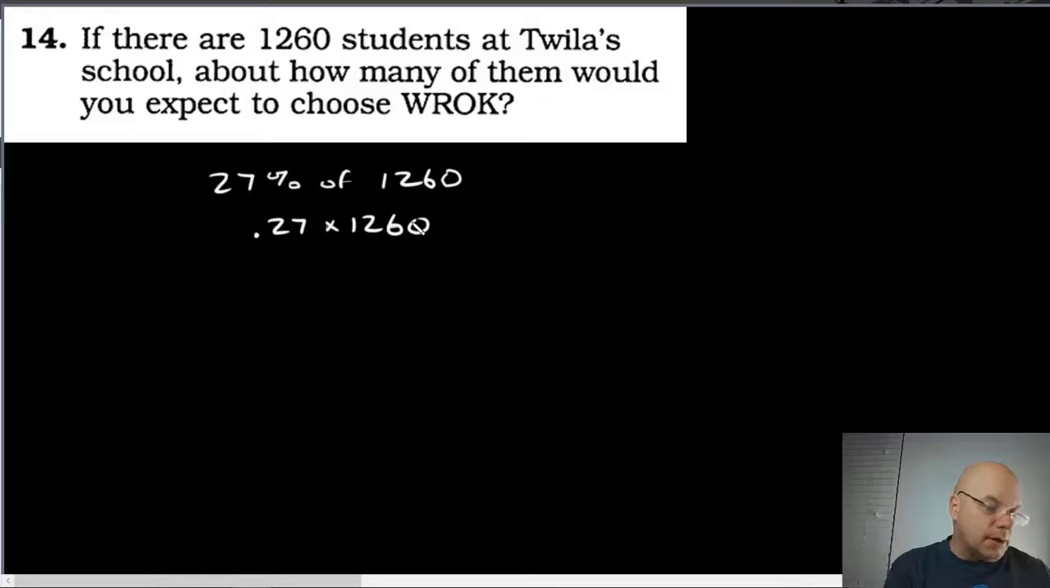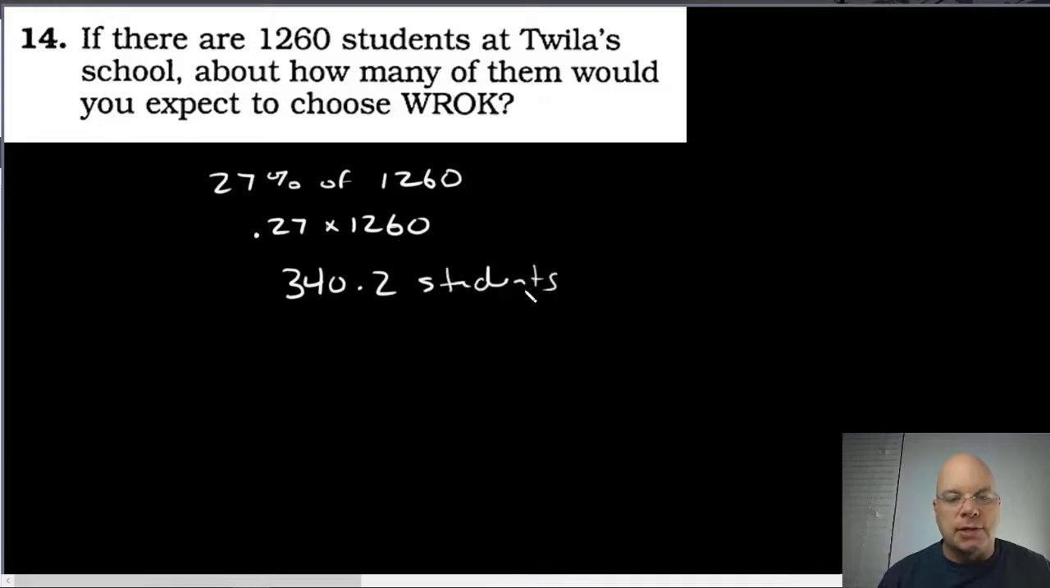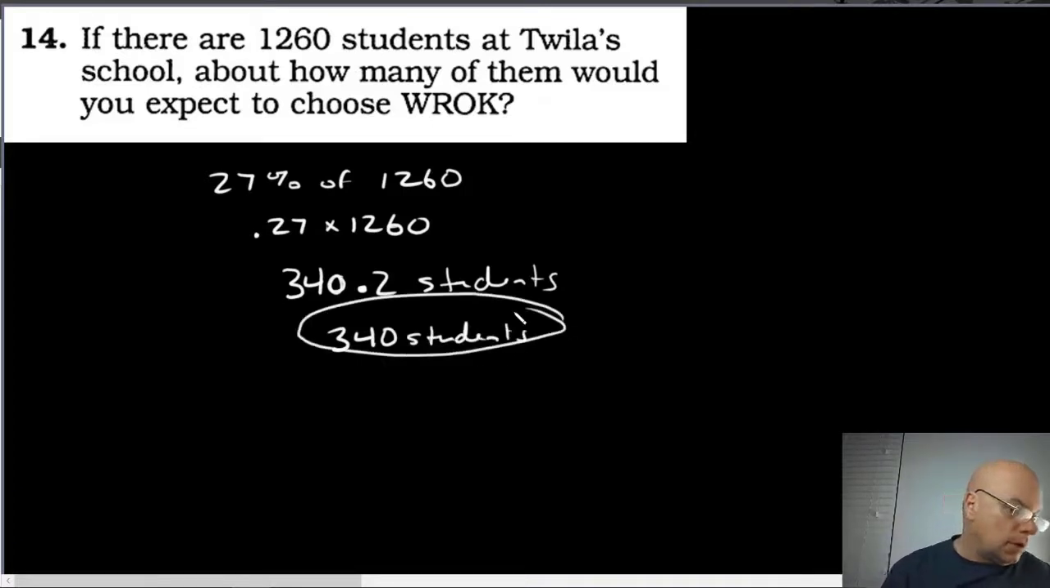And using a calculator, I get 340.2 students, but it doesn't make sense to have 2/10 of a student. This is a situation where you round to the nearest whole, and it's closer to 340 students than 341. So I'll say 340 students for number 14.